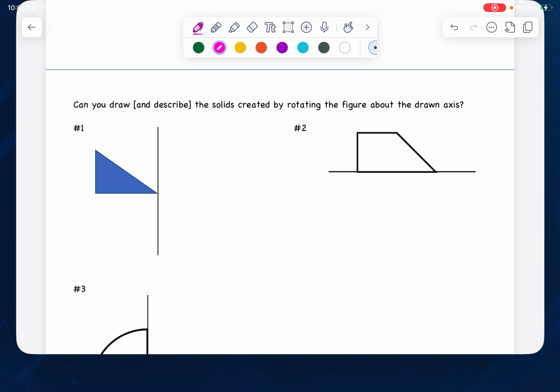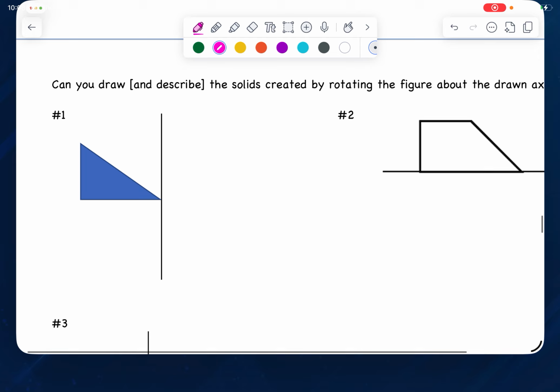Okay, so if you look at number one, it is also a right triangle. However, this right triangle is not attached at the height like it was on the previous page. It's being attached here. And so we're going to take this right triangle and we are going to start spinning it around this axis. So I'm hoping you can visually see what's happening here, right? Some people are better at visuals, 3D visuals, than others. I'm going to change my color here.